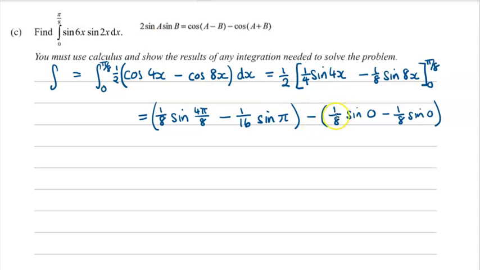Now all of this is equal to 0 because sine 0 is 0, so we just need to focus on the first bracket. So we have an 1/8 of sine, so 4 pi by 8 cancels to pi by 2. Sine of pi by 2 is 1. This is a 16th of sine of pi. Sine pi will be 0. So we just have the answer of 1/8.